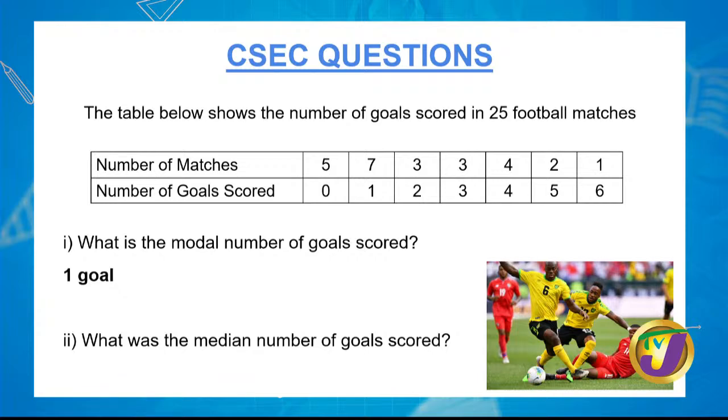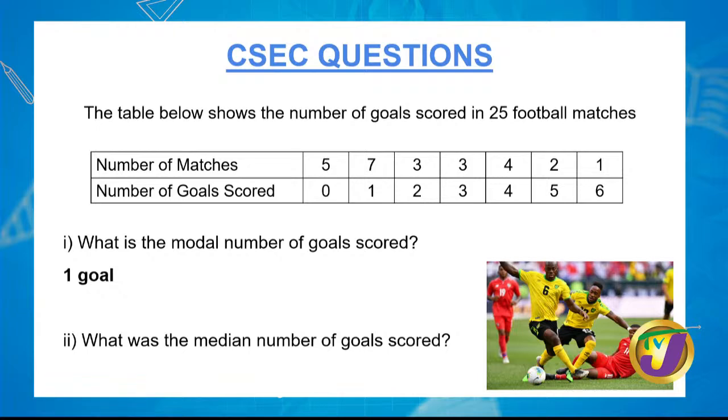I am thinking half of 25 matches would be 12.5. But it's an odd number, so I know that one number will be in the middle. So it's going to be between the 12th and the 14th, so it's actually going to be the 13th value. Because it's only one number that will fall in the middle, you'll be having 12 on one side, 12 on the other side, and then the 1 in the middle.